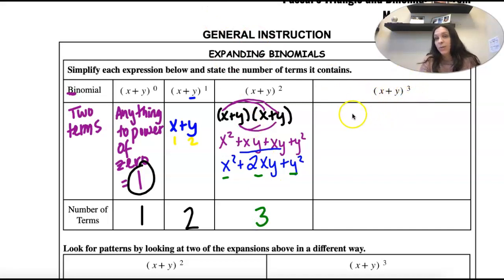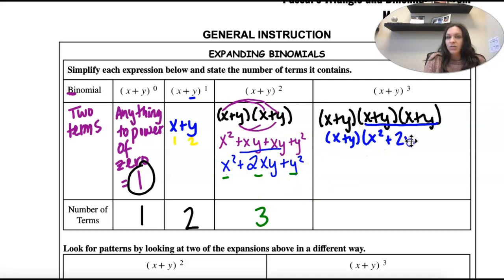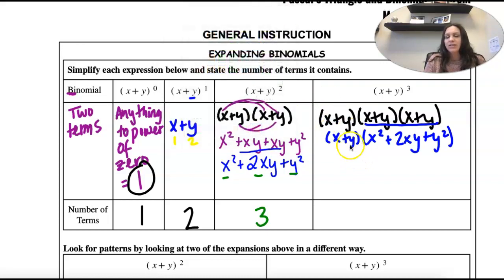And then to the third power, we would take x plus y times x plus y times x plus y. Wow. Well, we just did this, right? So really we're taking x plus y times x squared plus 2xy plus y squared. And yes, we are going to do it out this time before we show you the kind of shortcut, but then you'll understand why it makes sense.